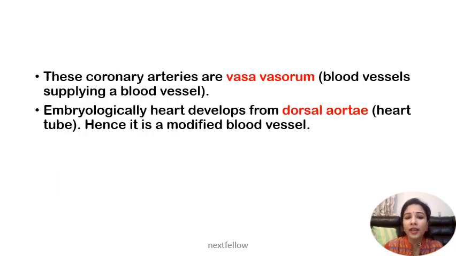So these coronary arteries are vasa vasorum, means a blood vessel supplying a blood vessel, because embryologically the heart develops from dorsal aorta, that is the heart tube, and hence the heart itself is a modified blood vessel. So coronary arteries are considered as vasa vasorum.